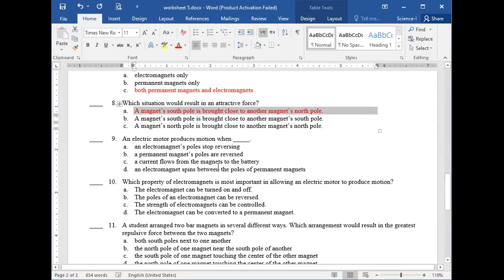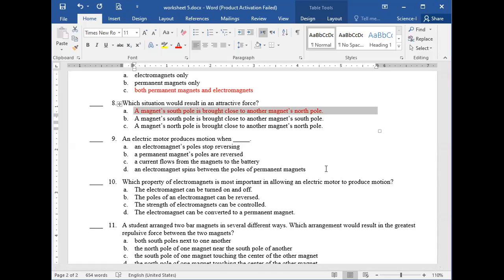An electric motor produces motion when... What about the others, guys? Wake up. Mister, can I give a try? Okay, of course, Kinsey. I think it will be B. B, permanent magnet poles are reversed. Could we change the poles of the permanent magnet, the magnet which we found on the sides? Can we change its poles? No, they are permanent already. So the south will still be south and the north will still be north. I cannot change this one.